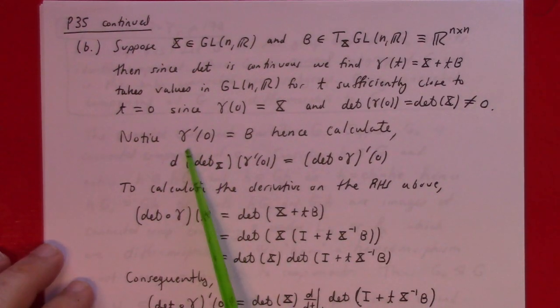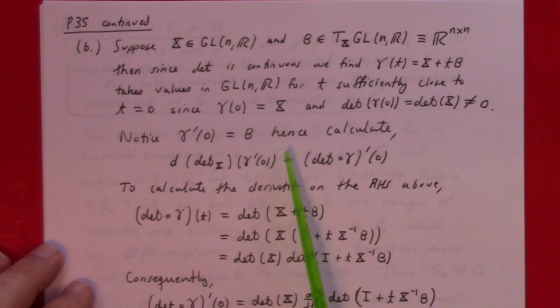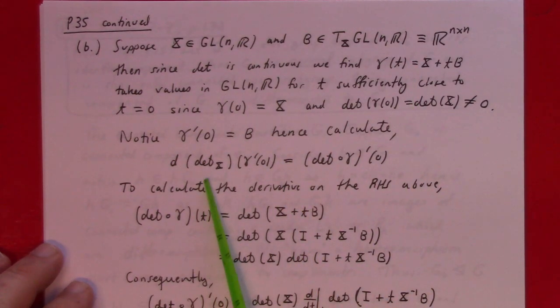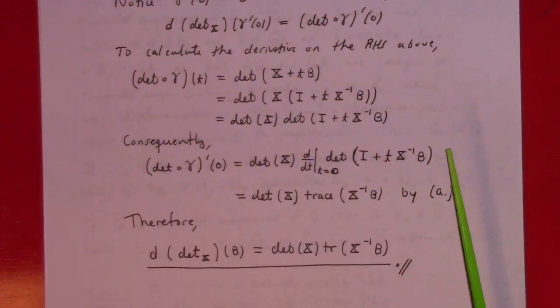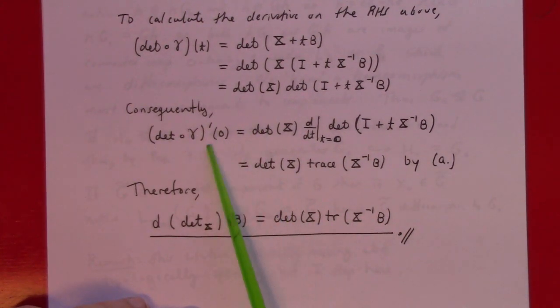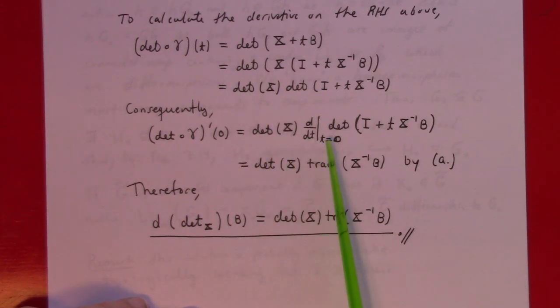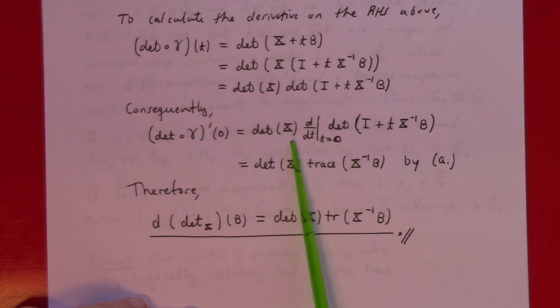And so gamma prime of 0, of course, is B, and we can calculate the differential of the determinant at x acting on gamma prime of 0 as the derivative of the determinant composed with gamma. But we can calculate this composite of the determinant composed with the curve. We get this, which if we pull the x out, as we can because x is invertible here, we'll get the determinant of x times that determinant. And consequently, we derive that we've got the derivative at 0 to be the determinant of x times the derivative of this. That's a constant, so it pulls out of the differentiation.